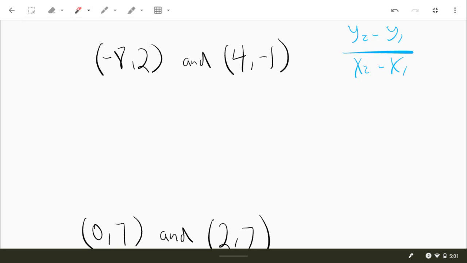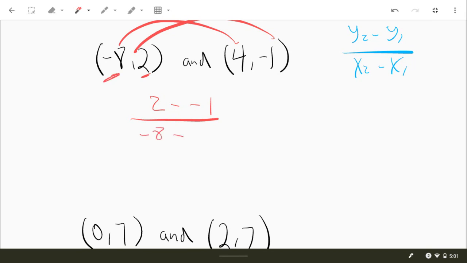Let's see, the order that I want to do this. Last one I did this one minus that one and that one minus this one. I think I'm going to do it the opposite. I'm going to subtract the y values, so I'm going to do 2 minus negative 1. Since I started with this one, I need to start with the negative 8 on the bottom. I need to do negative 8 minus 4.